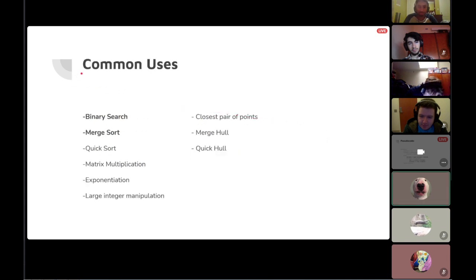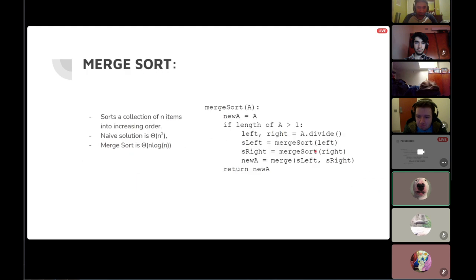So here are some of the common uses for divide and conquer algorithms. These are two we're going to talk about: binary search and merge sort. There's also quick sort, matrix multiplication, exponentiation, a bunch of other things. If you guys are interested in reading more, I recommend reading about the merge hull or quick hull algorithms, because those are actually pretty cool, but they do require probably at least a 240 level understanding of computer science. You kind of have to understand what a graph is to grasp that. But I do recommend reading about those. We won't be talking about those today, unfortunately.